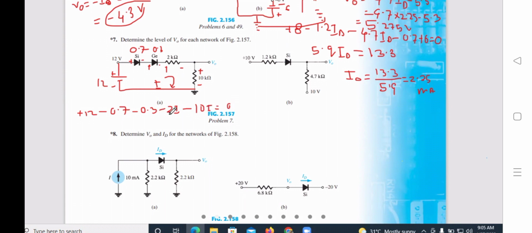Or 10 to 12, I equals to 11, or I equals to 11 by 12. 11 by 12 equals to 0.92. 0.92 milli.